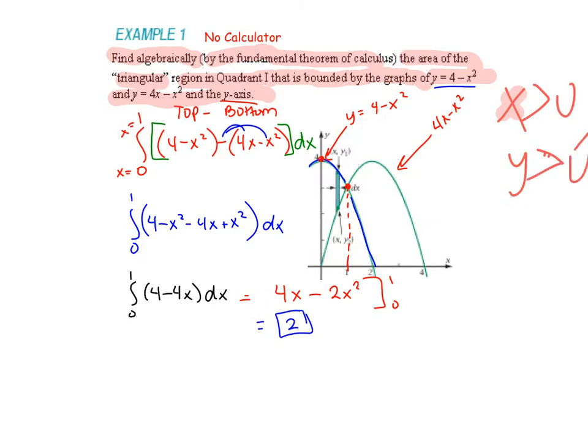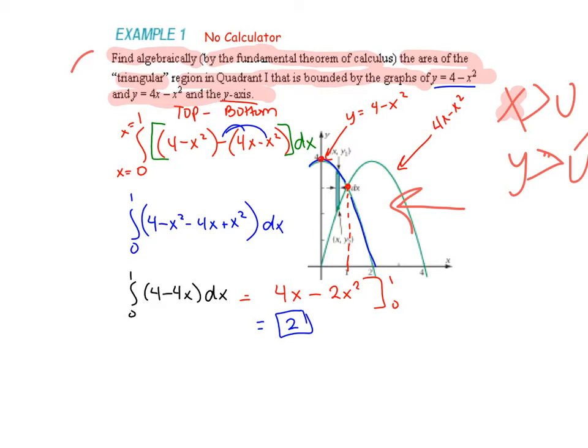Alrighty, so if you want to know when they intersect, did they ever do this calculation? I don't see them do it. So how do they know it starts at 1? They're starting from 0 and they're going to 1. That's what I'm seeing. So find algebraically the area of the triangular region in quadrant 1 that is bounded by the graph. Well, the first thing is, the graph gives it to them. So this example came with the graph. All right, so let's look at the graph.